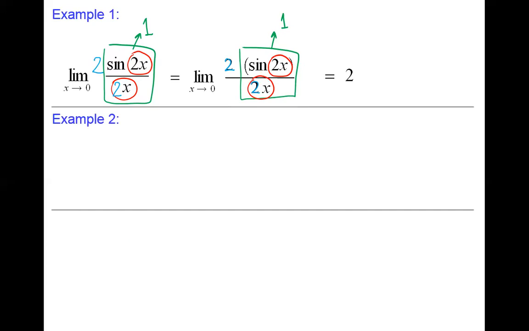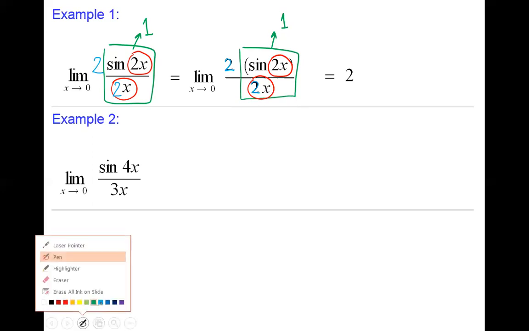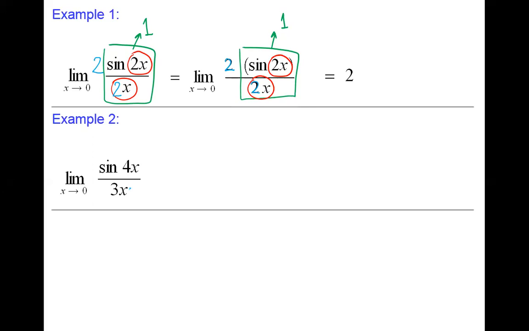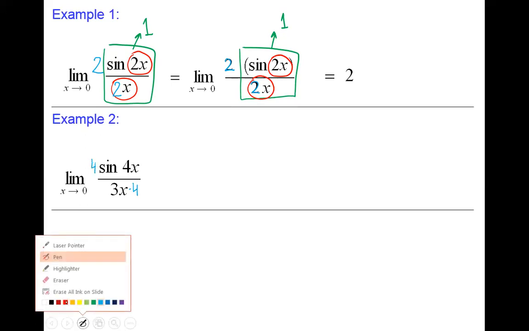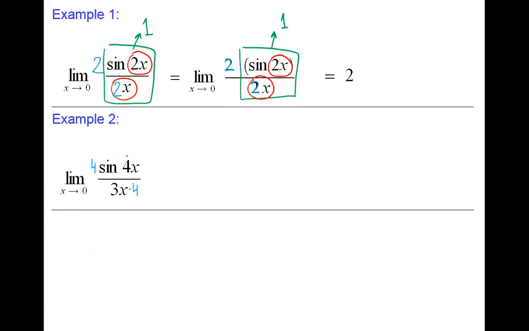Limit number 2: sine of 4x over 3x as x goes to 0. I see sine of 4x, and I don't really have 4x in the denominator. So I will multiply the numerator and denominator by 4. Now I see sine of that quantity over the same quantity. This is my property, and this is 1: sine of 4x over 4x.